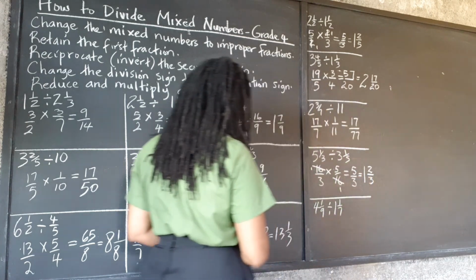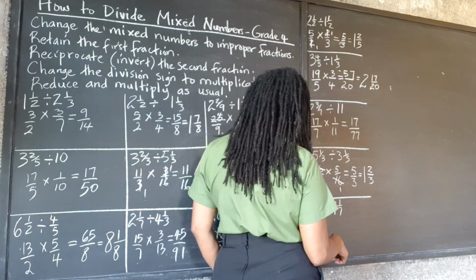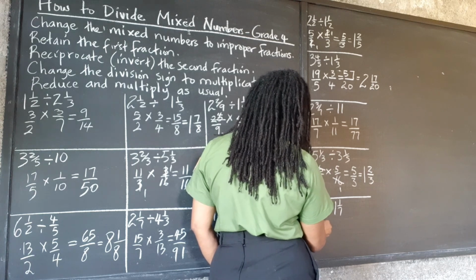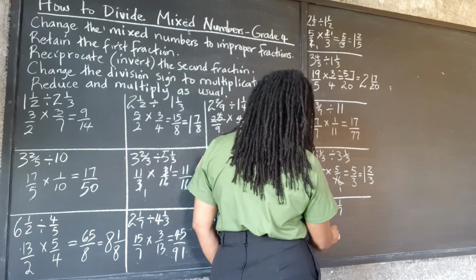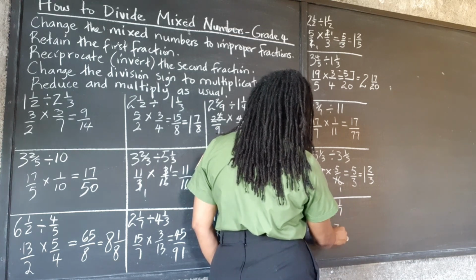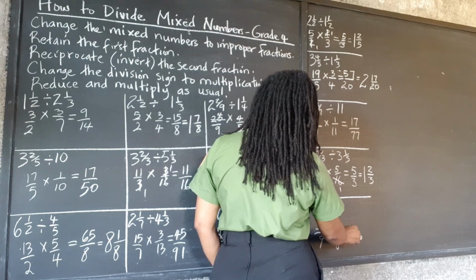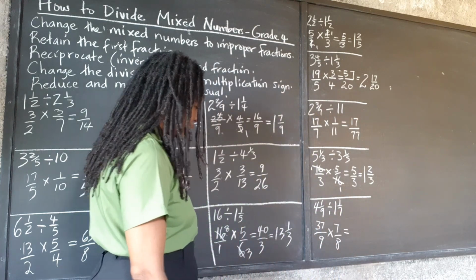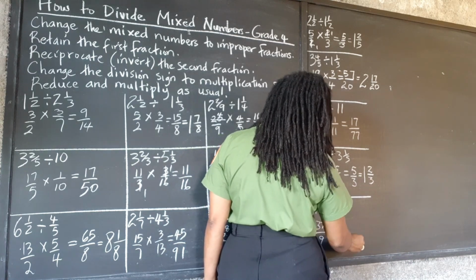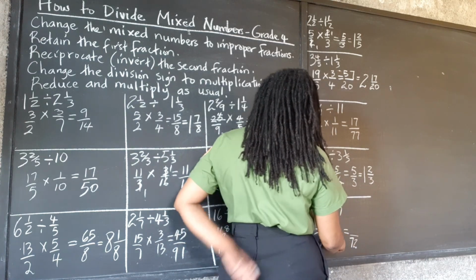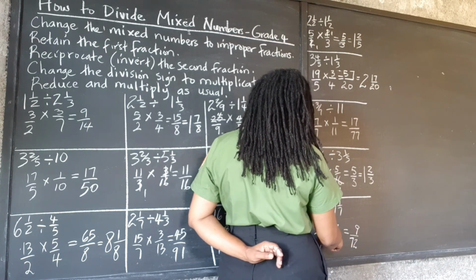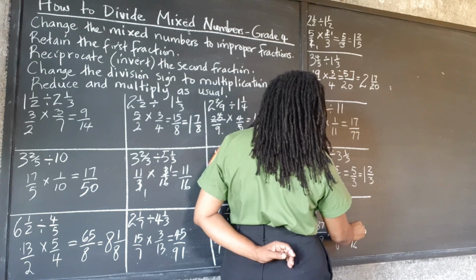And the final example, 4 and 1/9 divided by 1 and 1/7. 4 nines are 36 plus 1, 37 over 9, times 7 ones are 7 and 1, 8 over 7. Reciprocate that, 7 over 8. Actually, none of these can reduce each other, so we're going to have to work them out. 9 eights are 72. 7 times 37: 7 sevens are 49, 7 threes are 21 and 4 is 25.